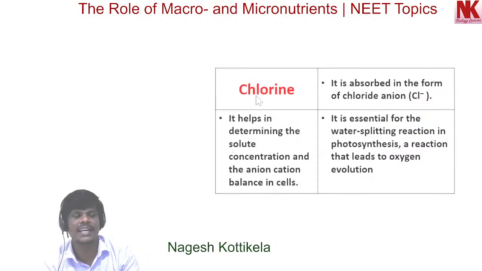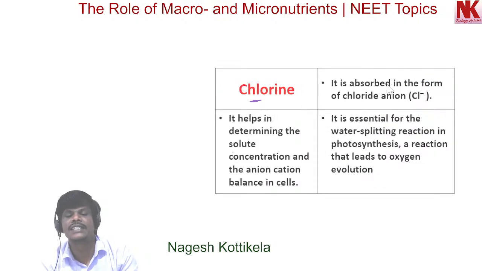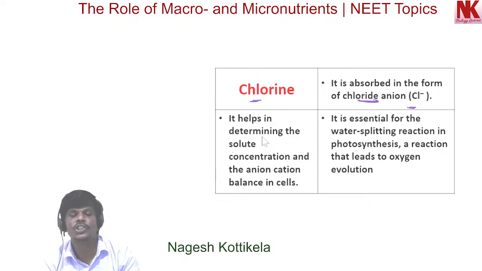And finally, chlorine. Chlorine is absorbed in the form of chloride anion, that is Cl minus. Chlorine helps in determining the solute concentration and anion cation balance in cells. Important. Anion cation balance in the cells is maintained by chloride ions, and also earlier we discussed potassium ions.